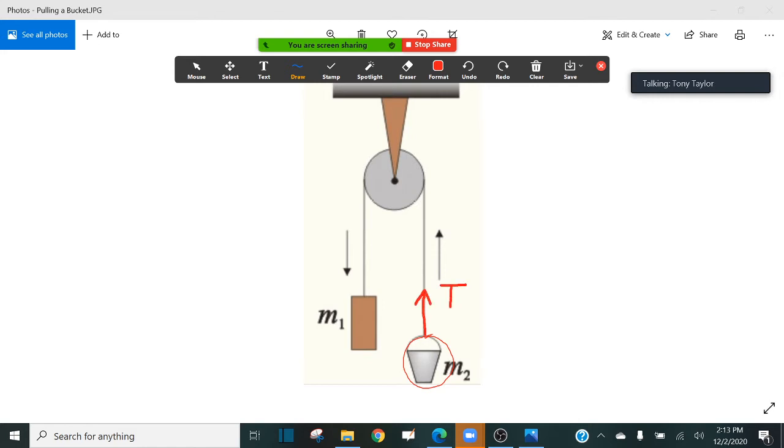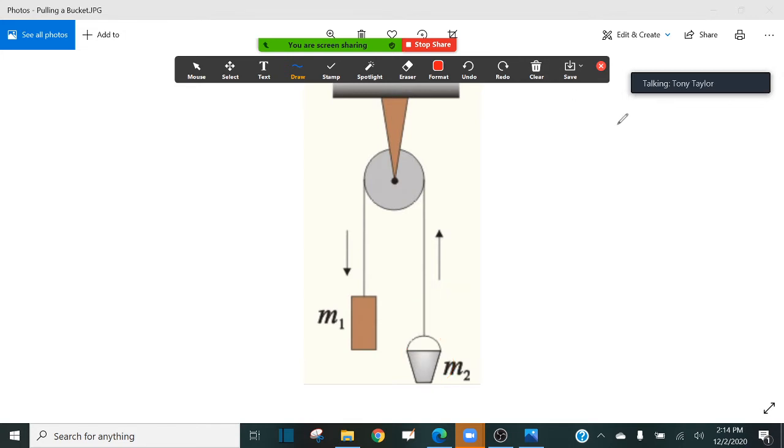And of course, tension is always a pulling force. So remember that. Tension always pulls on your object. Remember, the normal force pushes on your object, but the tension force pulls on your object. So this rope is literally pulling up on this bucket. Oh, and by the way, you guys know that if the rope is pulling on the bucket, then according to Newton's third law, the bucket must be pulling on the rope as well. So those forces are equal and opposite.